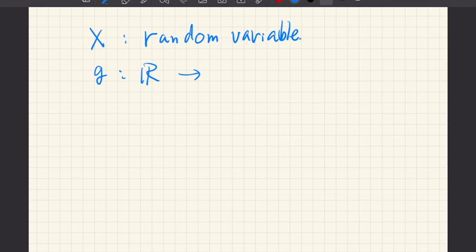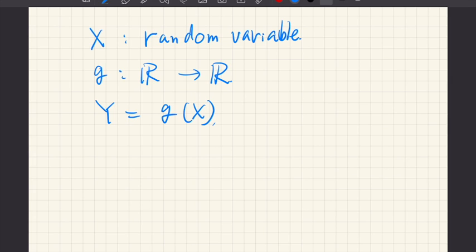So sometimes we want to consider a function of random variables. Let's say x is a random variable, and let's say g is some function from real numbers to real numbers. Then we may define a new random variable like this.